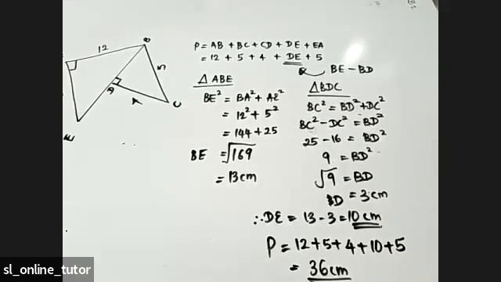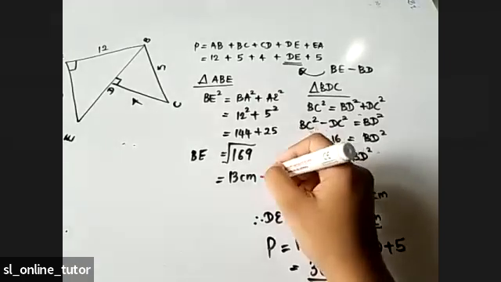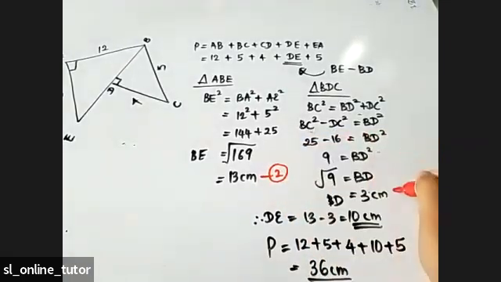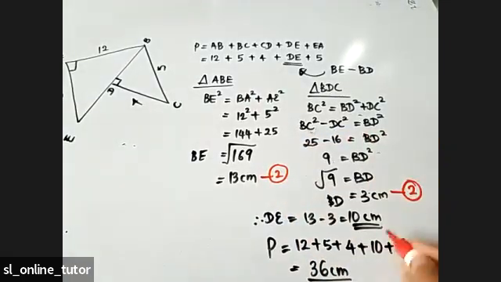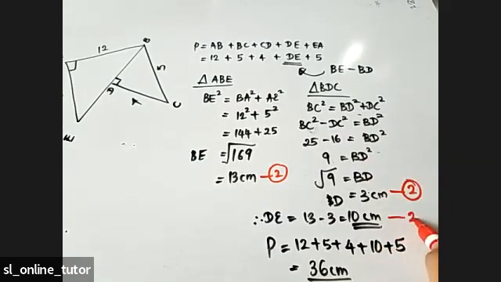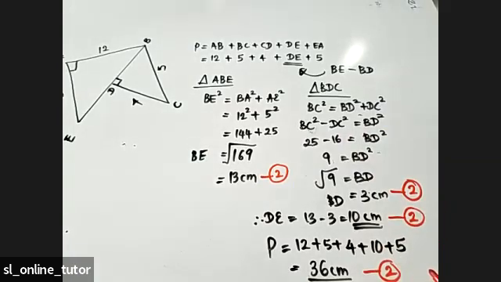Right. Now put your marks as I am going to show you. Here you get 2 marks for doing the Pythagoras. Here you get 2 marks for doing the Pythagoras. And here you get 2 marks for getting only DE. And here you get 2 marks for getting the final answer. So how many marks? 8 marks question.